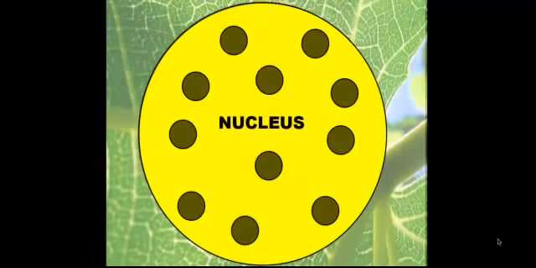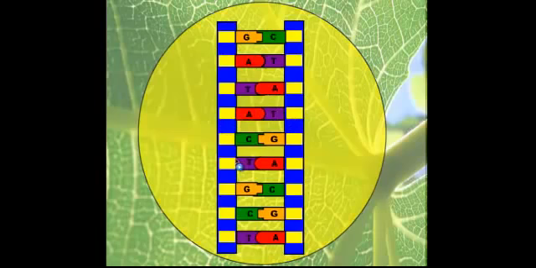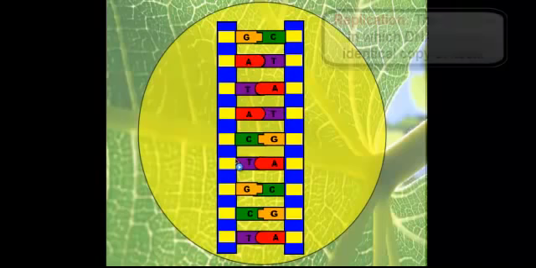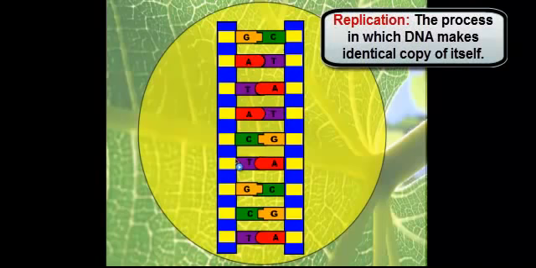Now, as we said before, DNA is always found in the nucleus of cells. So whenever you look into the nucleus of cells, you're going to find the chromosomes, and then, as we just saw, wrapped in the chromosomes are DNA molecules. So here's an example of a DNA molecule we have floating around in the nucleus of a cell. Now we're going to talk about a process called replication. Replication is where DNA makes an identical copy of itself and makes a replica.